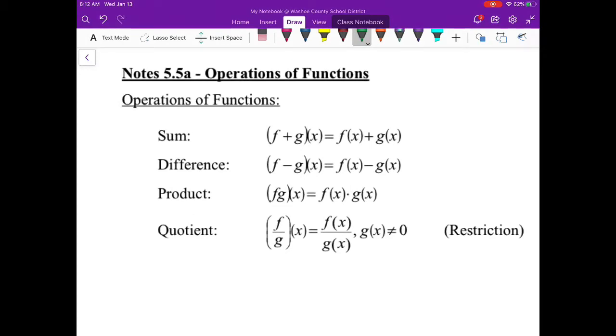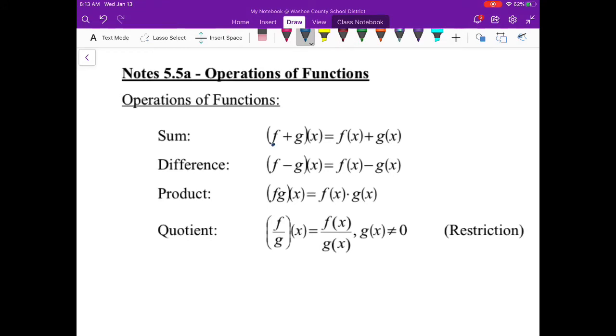All right, section 5.5a, we're going to do A and B today. For 5.5a, we're going to be doing function operations. So we're going to be adding, subtracting, multiplying, and dividing functions, okay?